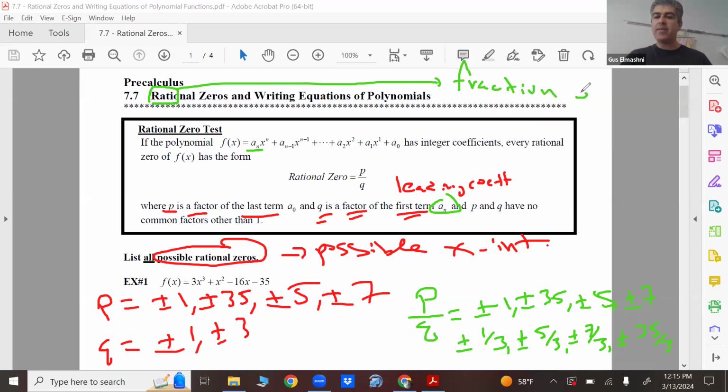And it's a fraction of what? Of 2 integers. It's a fraction of 2 integers. That's what a rational number is. It's like a ratio, a fraction or ratio of two integers.